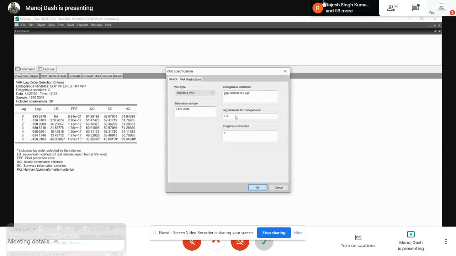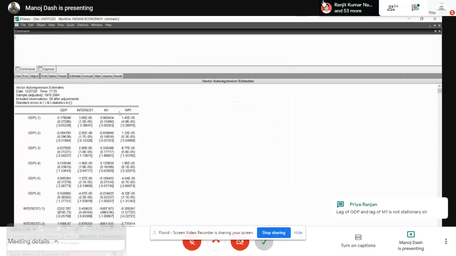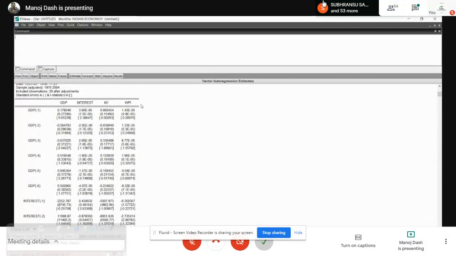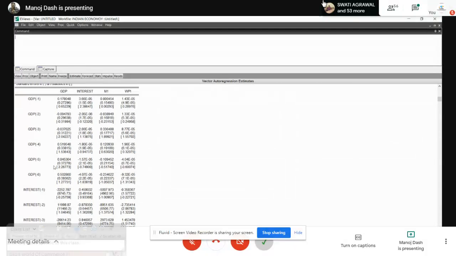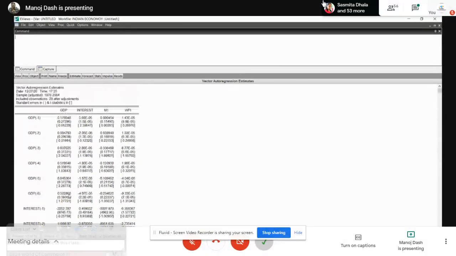Then I will take 6 lag. Now see, this is the final result. Clear? Now GDP का कहाँ पर significant आ रहा है बताओ? When you want to forecast on GDP, its impact is already in the third leg and fifth leg. Clear? And what about interest rate? Third leg, fifth leg and sixth leg. Clear?